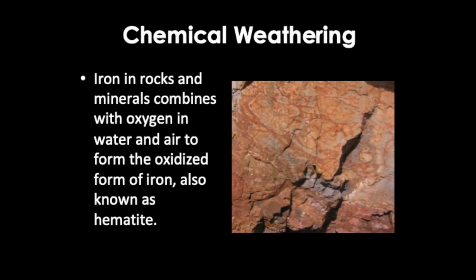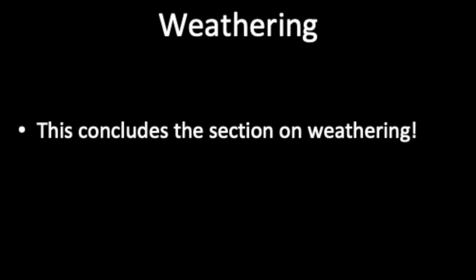Another form of chemical weathering is oxidation. Iron in rocks and minerals combines with the oxygen in the water and the air, and as a result, the minerals actually fall apart more easily. And that concludes the section on weathering.